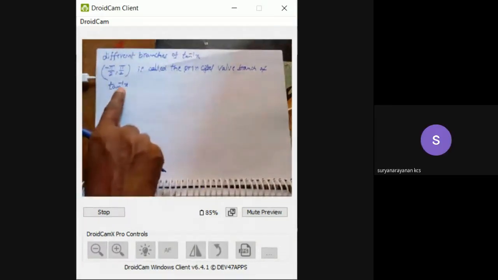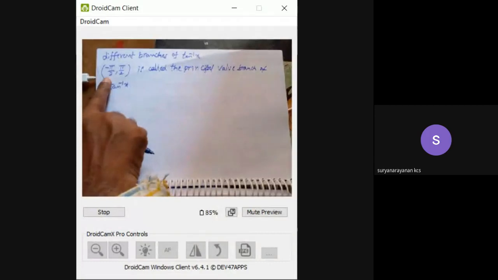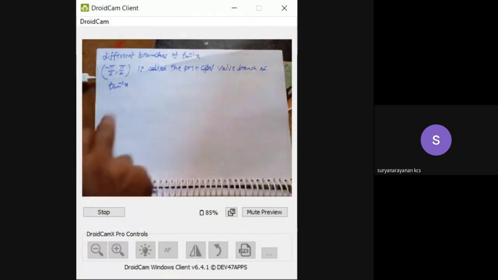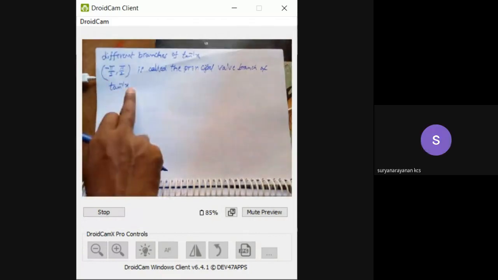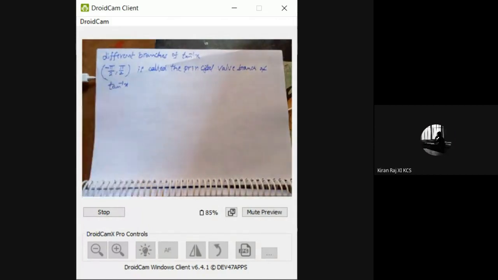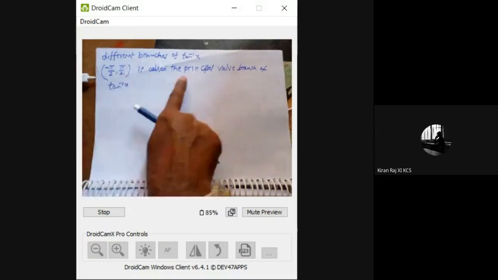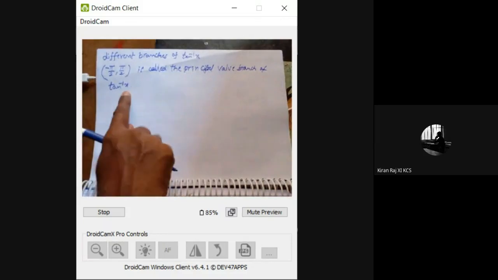My dear Kiran Raj, read this sentence. Open bracket minus pi by 2, comma pi by 2. Open interval. Yes, sir. Open interval of minus pi by 2, comma pi by 2 is called the principal value branch of tan inverse x. Very good.